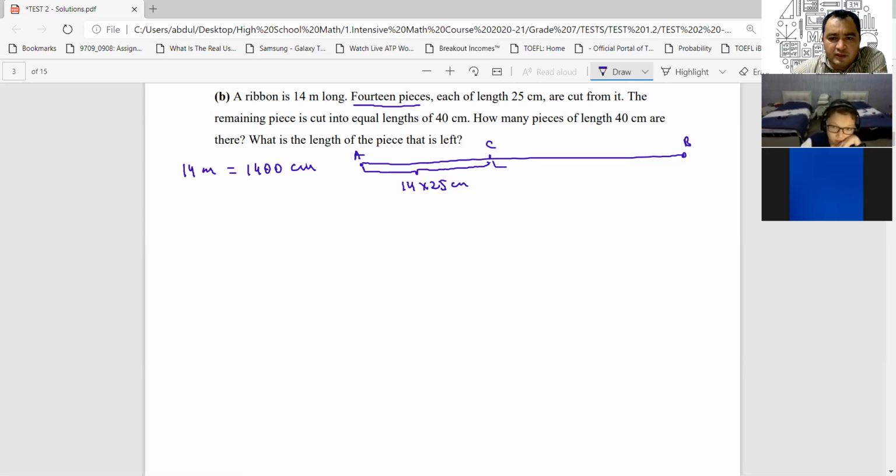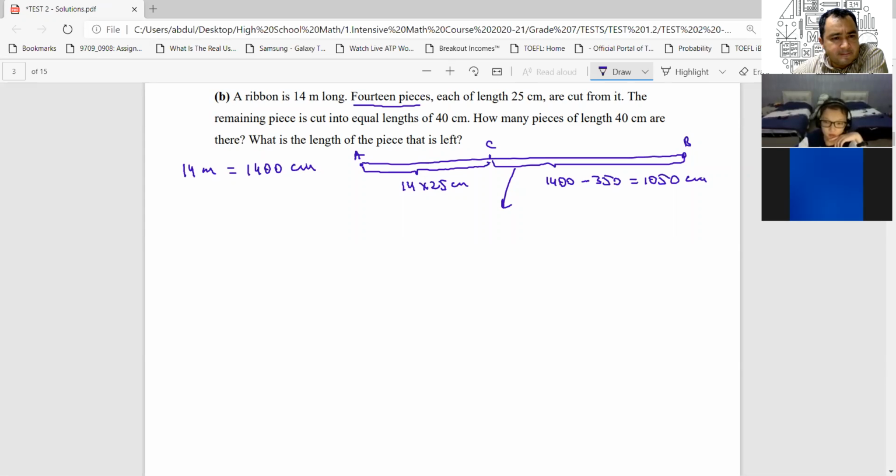Now the remaining, and this one is the remaining, right? And remaining is 1400 minus, what is 14 times 25? It is 350. So that is 350. That's equal to 1050. But still, here we have a piece of ribbon which is 1050 centimeters long. Now in the second part, it says that the remaining piece is cut into equal length of 40 centimeters, right?